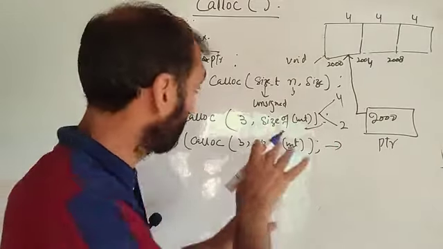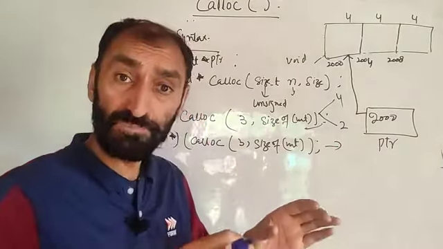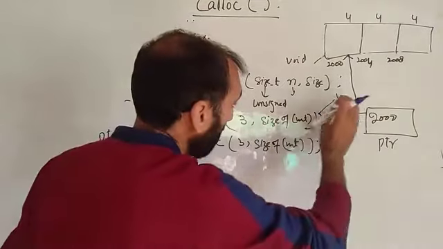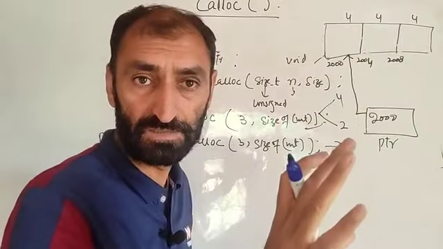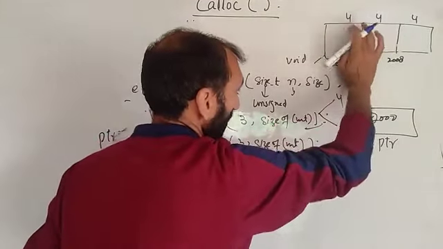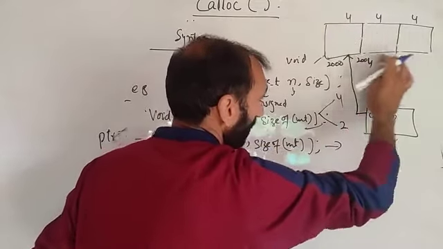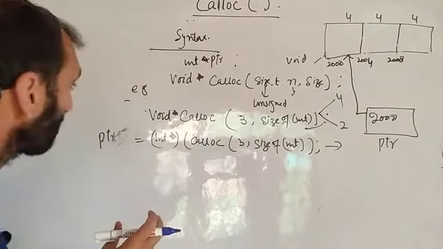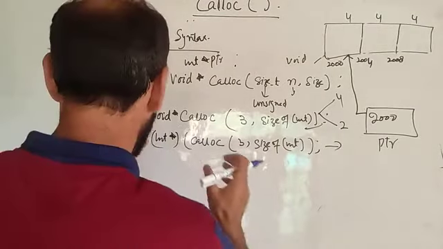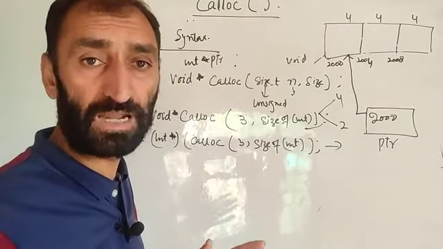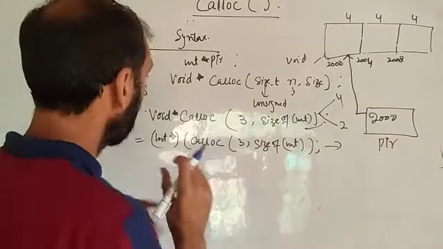Whereas the malloc function allocates the memory in a single block. For example, if we request 12 bytes, malloc will allocate a single block, but calloc allocates 3 different blocks of the same size. And third, both malloc as well as calloc are defined in the header file stdlib.h.